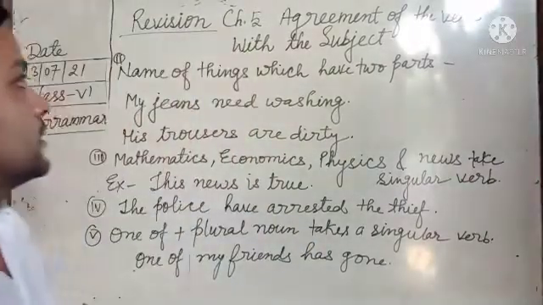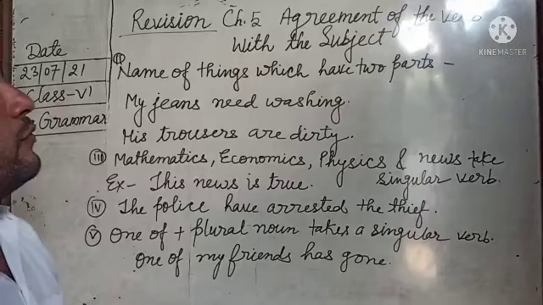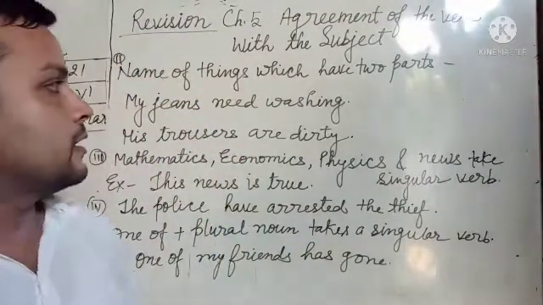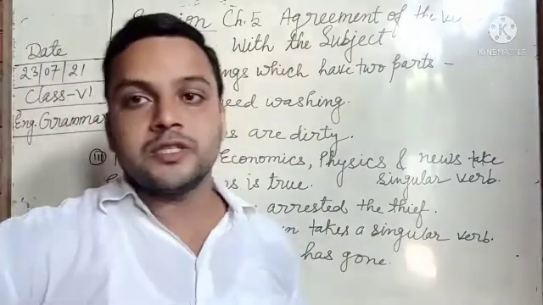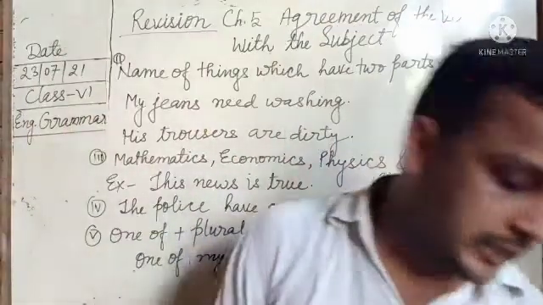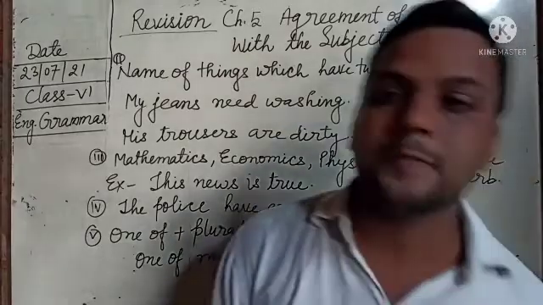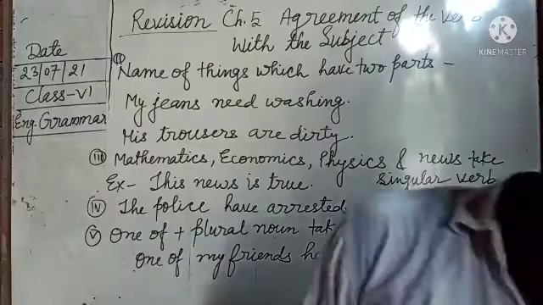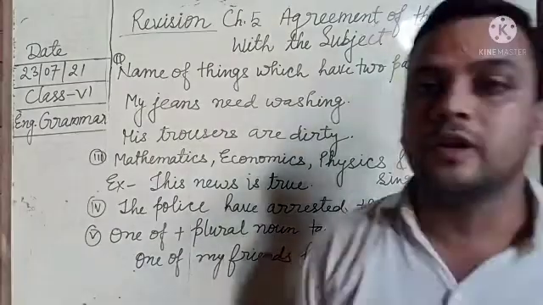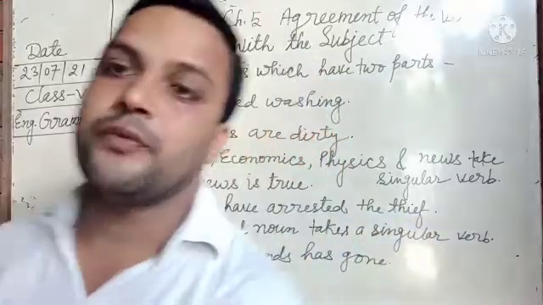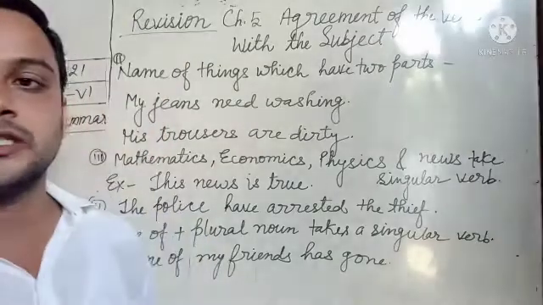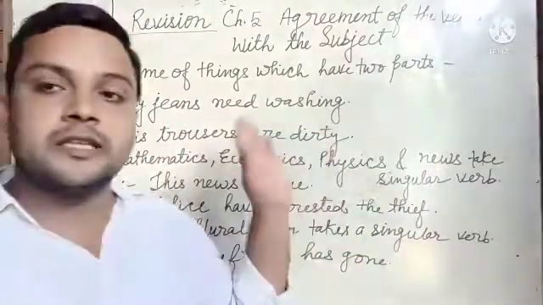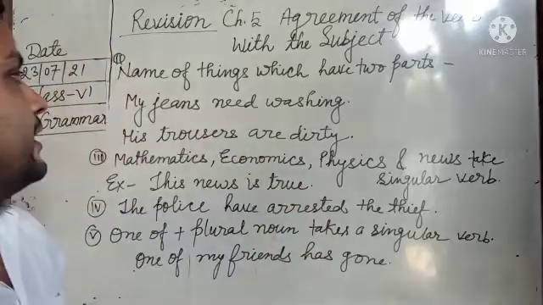Students, now see the next rule. Names of things which have two parts, like jeans, trousers, scissors, spectacles, glasses, pajamas, are plural, so they take the plural verb.